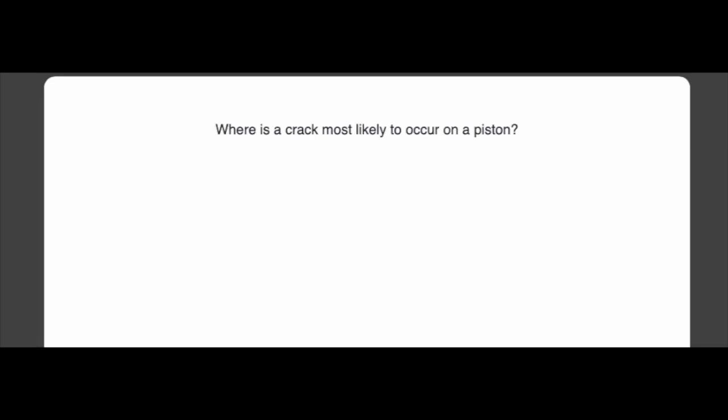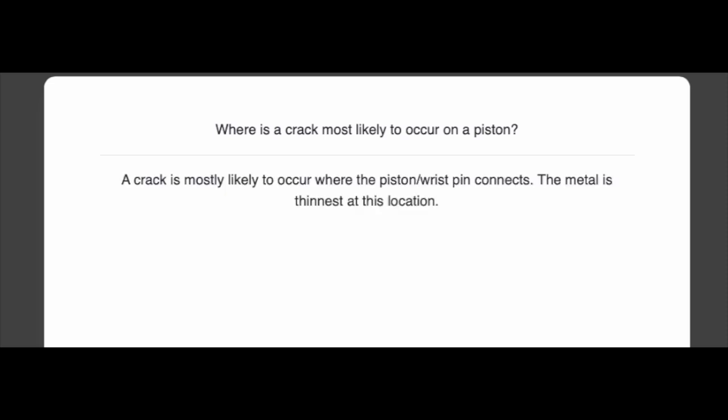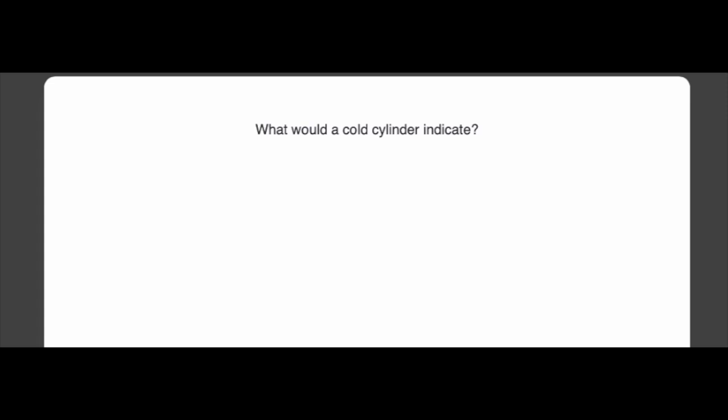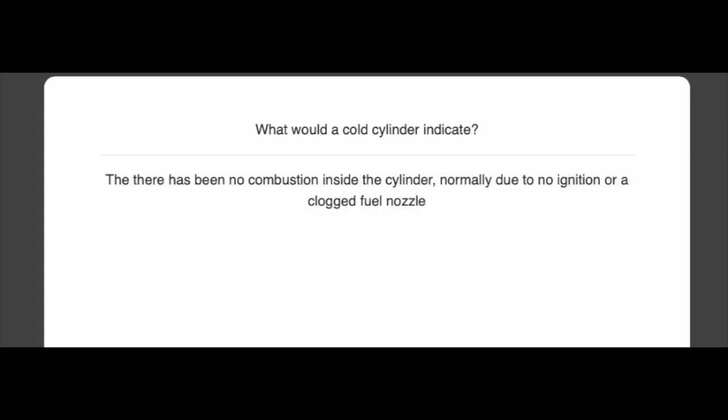Where is a crack most likely to occur on a piston? A crack is most likely to occur where the piston wrist pin connects. The metal is thinnest at this location. What would a cold cylinder indicate? That there has been no combustion inside the cylinder, normally due to no ignition or a clogged fuel nozzle.